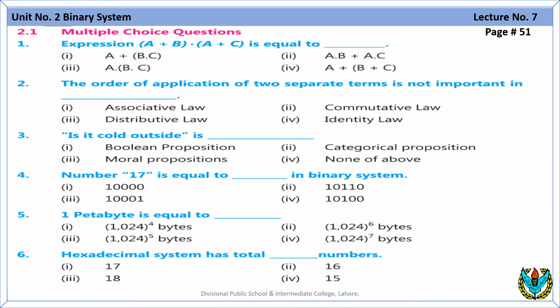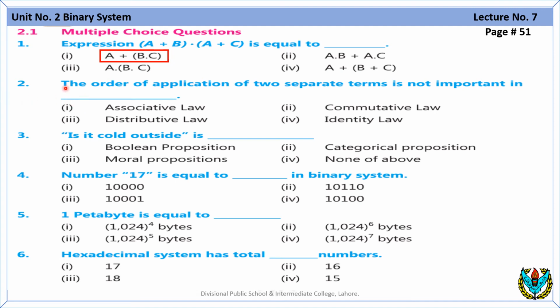Let's do exercise 2.1, multiple choice questions, on page number 51. Number 1: the expression A or B and A or C is equal to. First option is A or B and C. Second is A and B or A and C. Third is A and B and C. Fourth, A or B or C. The correct answer is A or B and C.